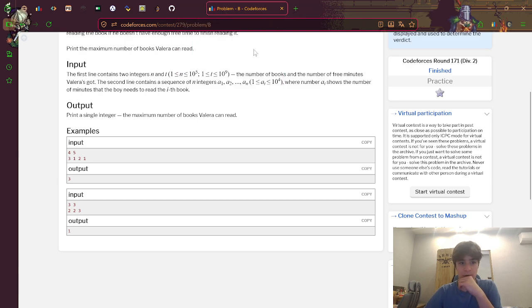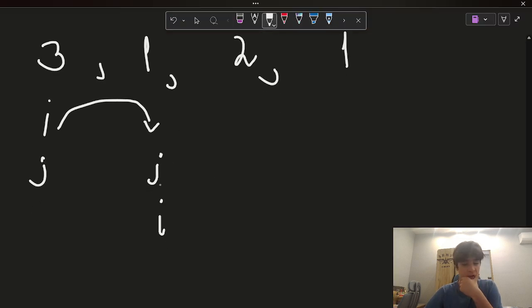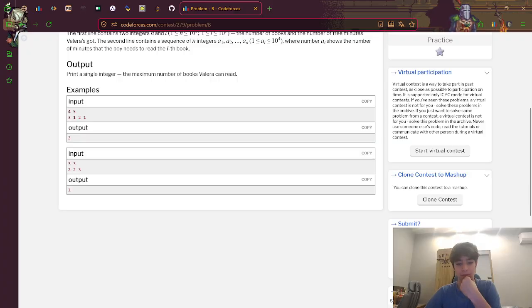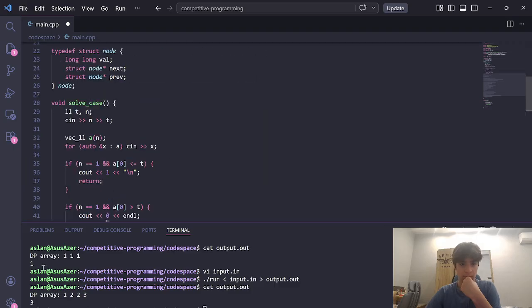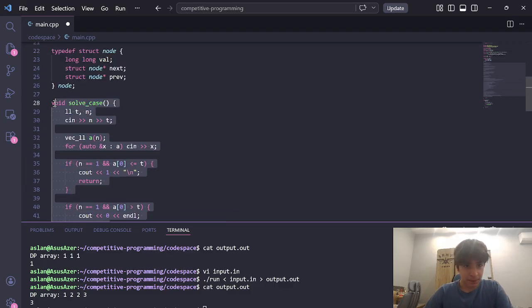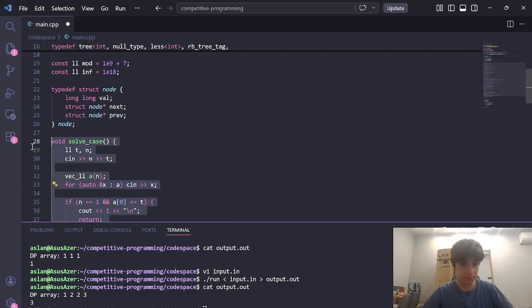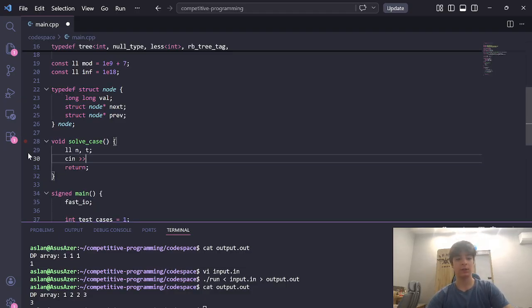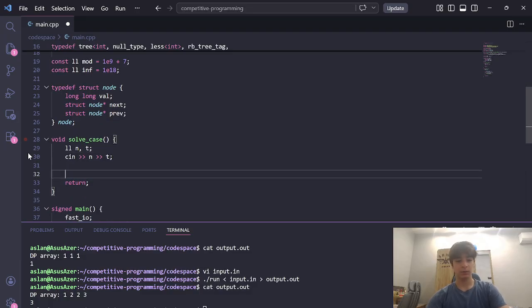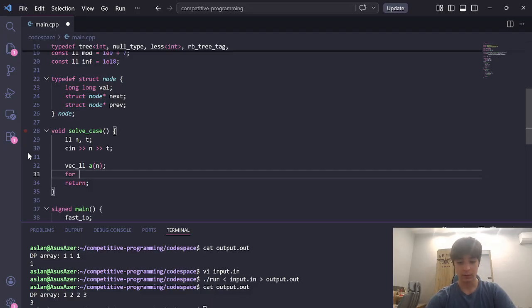Okay, so yeah, let's do this solution. Okay, so wait. I get long long n, t, and n, t. Then I do while n is less than t. No, oh, I missed. Vector long long a of n to input.